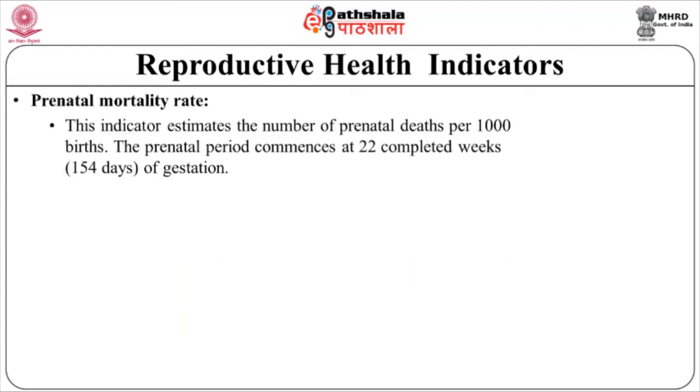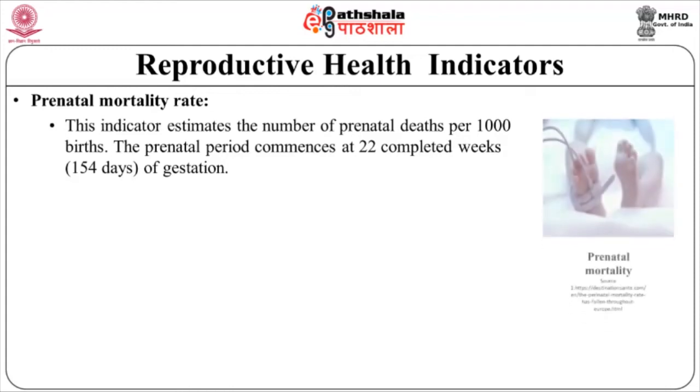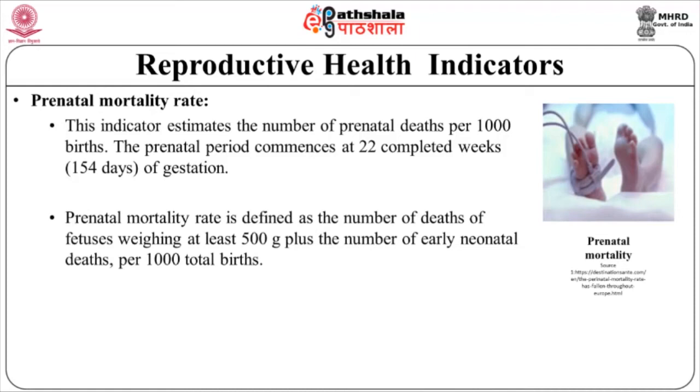The next indicator is the perinatal mortality rate. It is defined as the number of deaths of fetuses weighing at least 500 gram, or when birth weight is unavailable, after 22 completed weeks of gestation or with a crown heel length of 25 cm or more, plus the number of early neonatal deaths per 1000 total births.